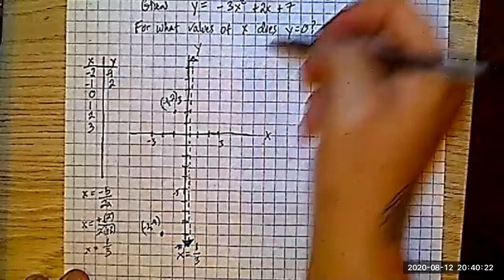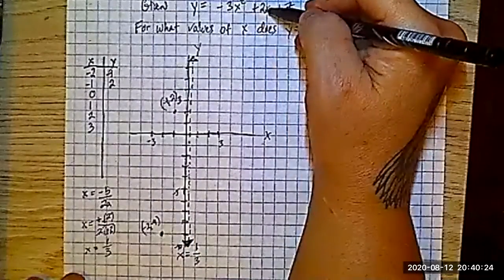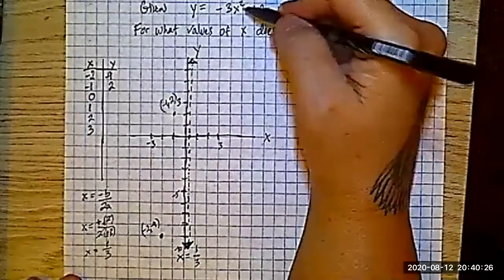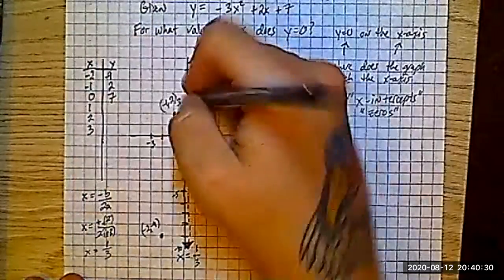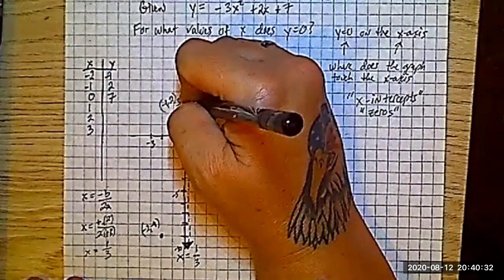Then our y-intercept, if you plug in a 0 here and here, it's going to become 0, and all you're going to have left is the 7. So the y-intercept has to be 7. So this graph will cross at 7 up here.